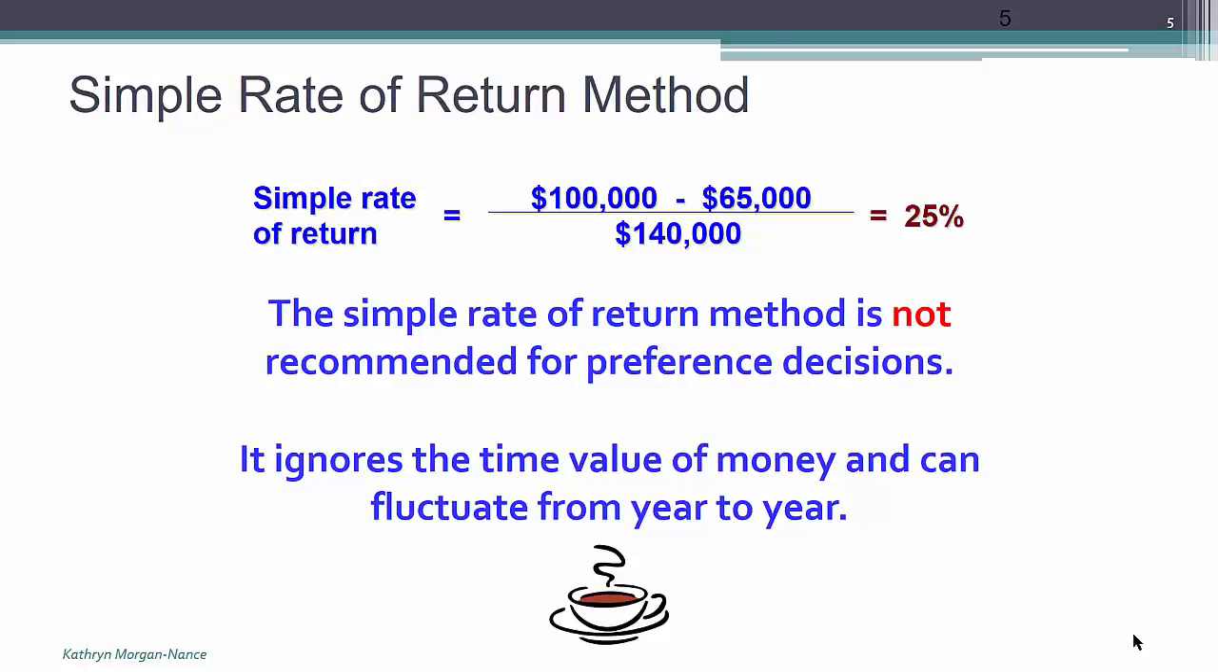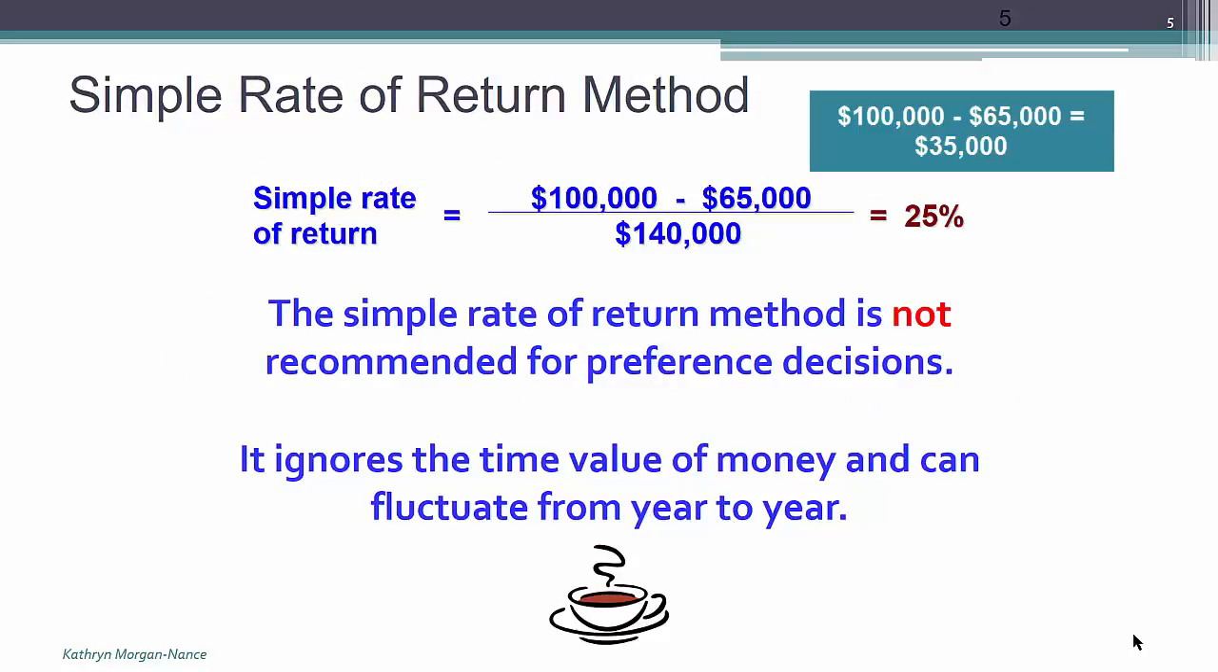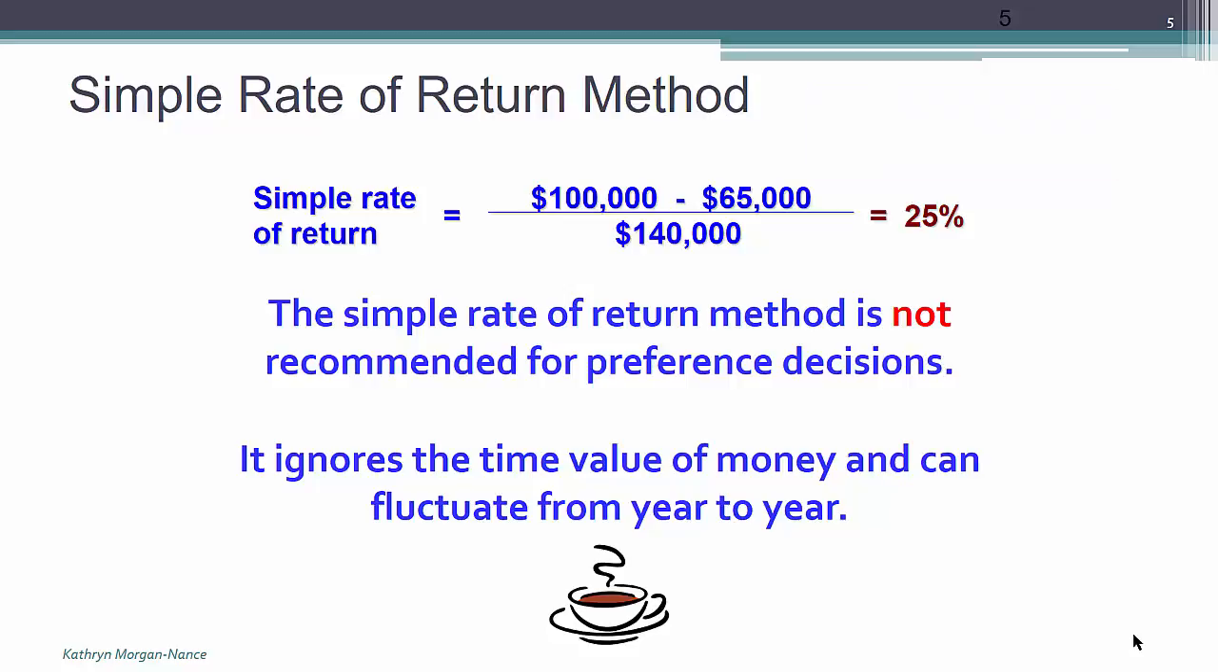The simple rate of return divides the annual net operating income of $35,000 by the initial investment required of $140,000. The simple rate of return for the project is 25%. Notice that the simple rate of return calculation yields a percentage of the initial investment. The payback period, on the other hand, yields a number of years it takes to pay back the investment.